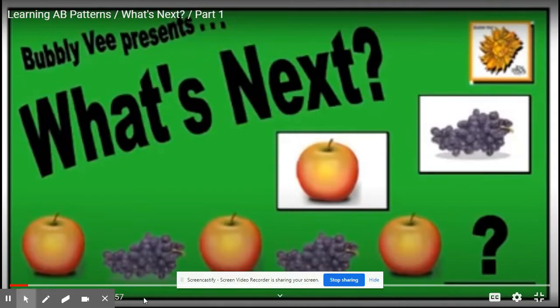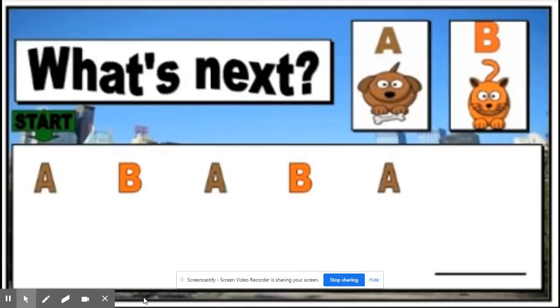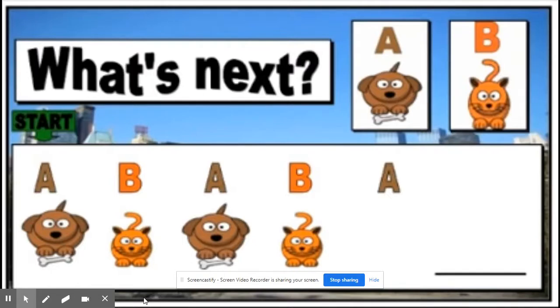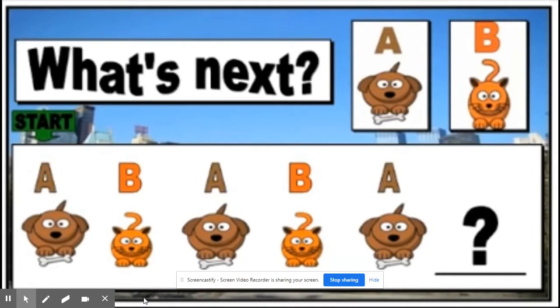Today, we are going to learn about an AB pattern. When you see a dog, say woof. And when you see a cat, say meow. Will you be my helper? Thank you so much. Woof. Meow. Woof. Meow. Woof. And what's next? Is it woof or meow? Let's see if you can take a guess.